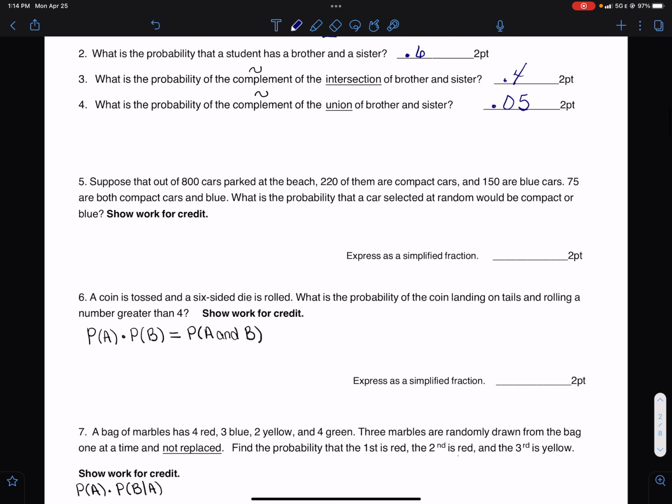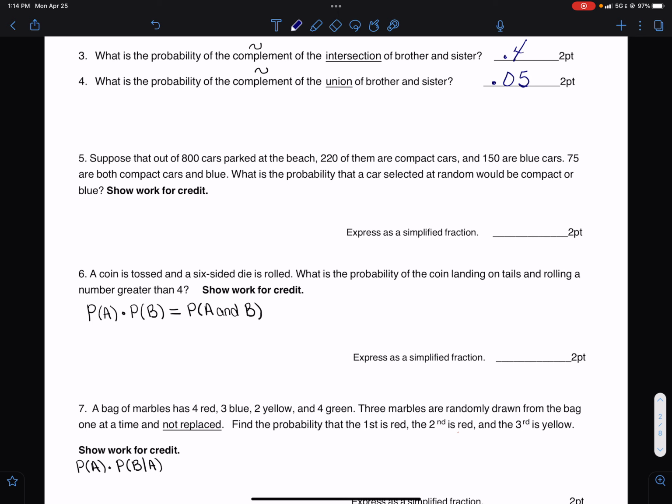All right, let's go down to number 5. Suppose that out of 800 cars parked on the beach, 220 of them are compact, 150 are blue cars, and 75 are both compact and blue. What is the probability that a car selected at random would be compact or blue? There's that key word again when it comes to or.